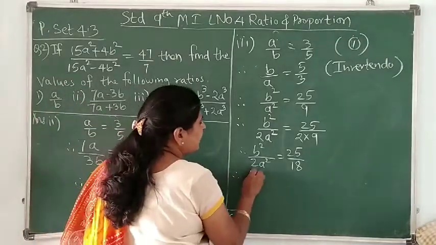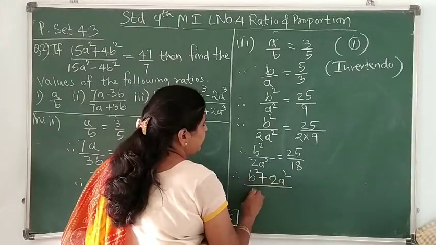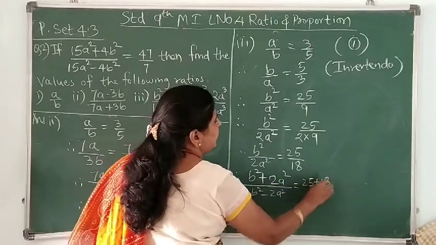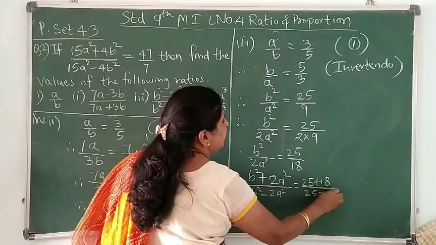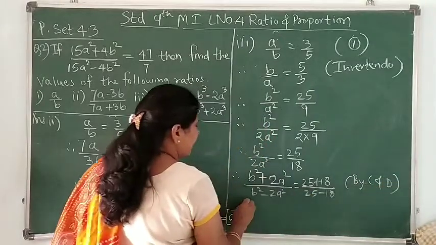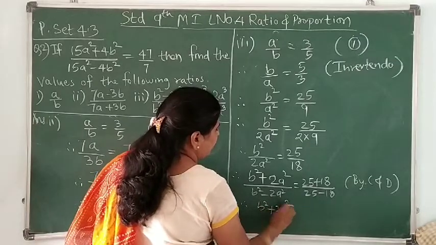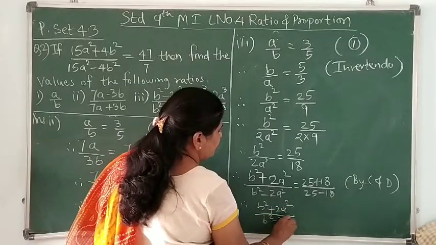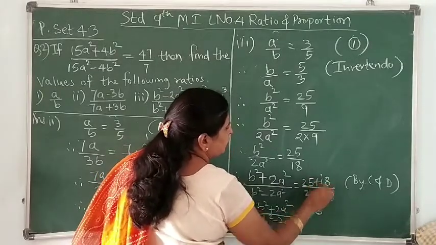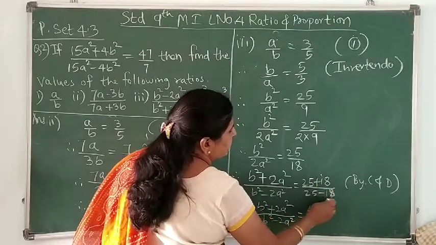Therefore let's do this addition: b square plus 2a square upon b square minus 2a square. So here also 25 plus 18 and 25 minus 18. This we are doing by componendo and dividendo. And now, b square plus 2a square upon b square minus 2a square, what is the simplification of this? 25 plus 18 is 43, and 25 minus 18 is going to be 7.